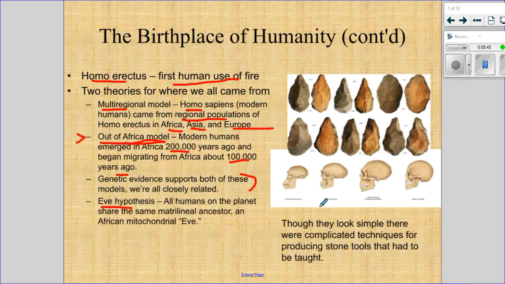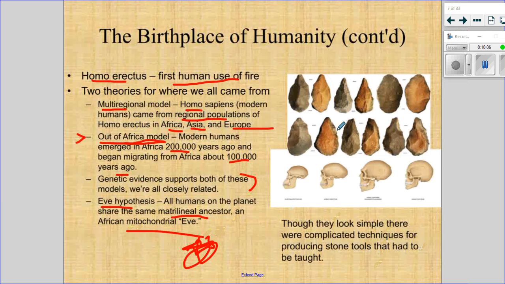According to the Eve hypothesis, all humans on the planet share the same matrilineal ancestors. So it's like your great to the whatever exponent grandmother, mitochondrial Eve.